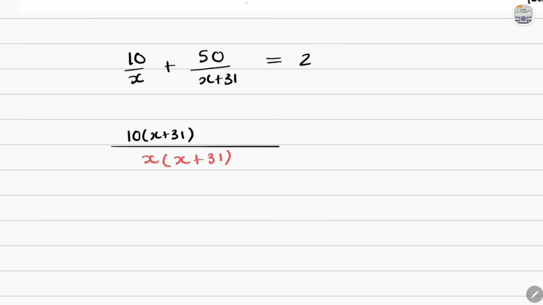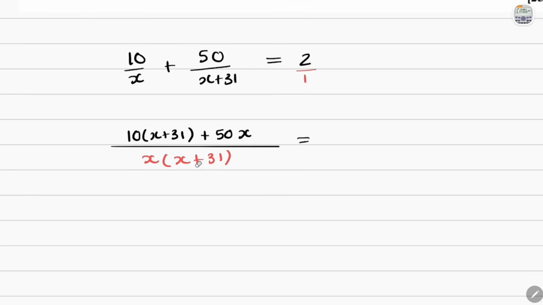And then now here with this fraction, you see that the denominator was x plus 31. How'd you get this denominator to look like that? By multiplying it by x, okay? But you do that in the denominator and the numerator. So that numerator will become plus 50 times x, which is 50x. And then we have 2. But 2 has a natural denominator of 1.